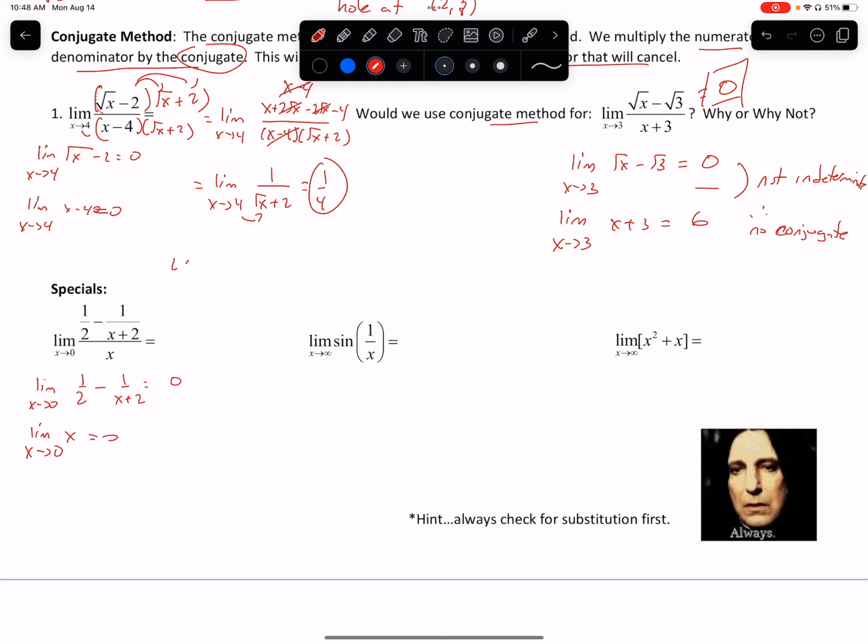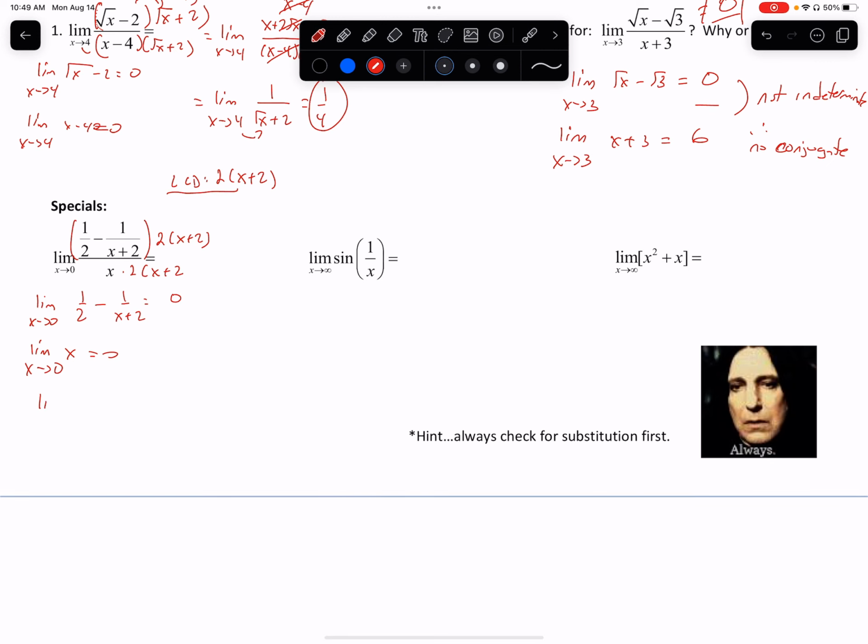I'm going to use the least common denominator. So if I look at all the fractions here, the 2, the x plus 2, this is x over 1. I don't have to worry much about that. I'm just looking at my denominators. And that's my LCD: 2 times x plus 2. I am going to multiply the top and the bottom by that. This is the LCD technique. We're going to see this a lot. It's a really cool algebra trick.